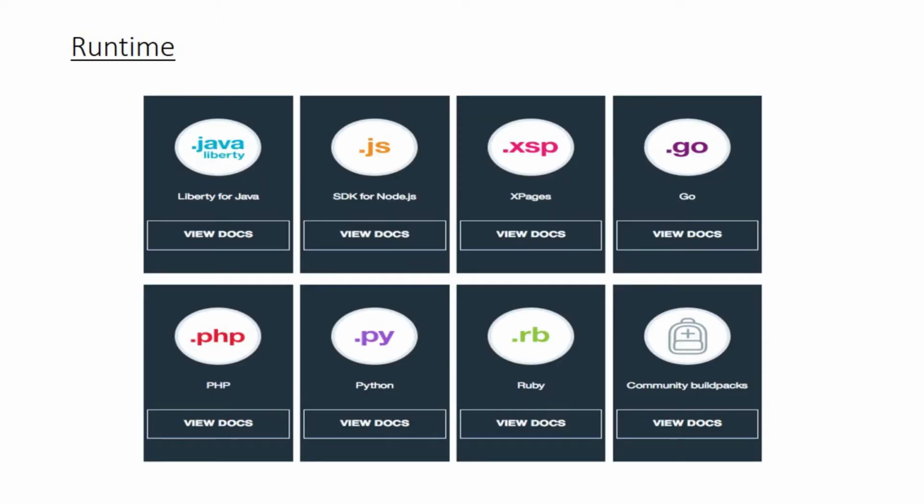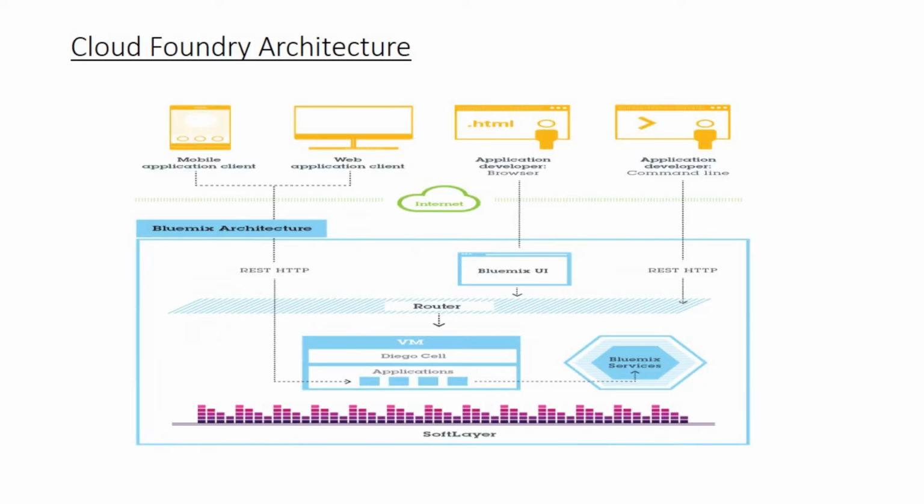So we have the various runtimes provided by the IBM Bluemix. For example, the Java, PHP, Node.js, Python, Ruby, Swift, Go, ASP.NET Core, and community buildpacks. Combined with DevOps services, the application runtimes enable a delivery pipeline that can automate much of the iterative development process. This is the Cloud Foundry architecture.